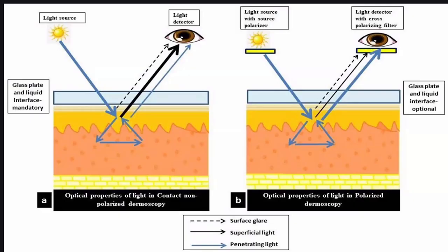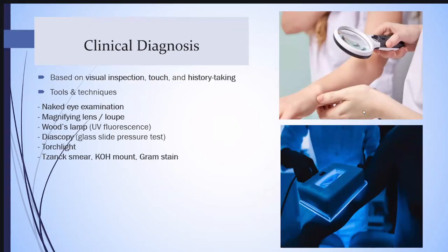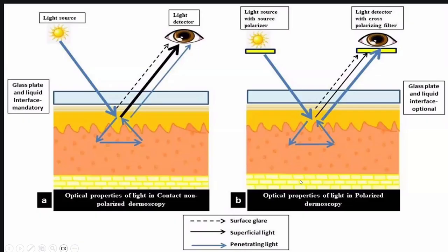With this dermoscope, we have a non-polarized and a polarized option. And apart from that, I told you about the Wood's lamp, isn't it? The Wood's lamp version is also now available in the dermoscope. The non-polarized one, we use mostly for superficial structures. Here there should definitely be an interface, which is usually a glass plate or sometimes a liquid like oil or maybe water. Here, what happens is the surface reflection will be more. The superficial structures are detected very easily with the non-polarized version of the dermoscope.